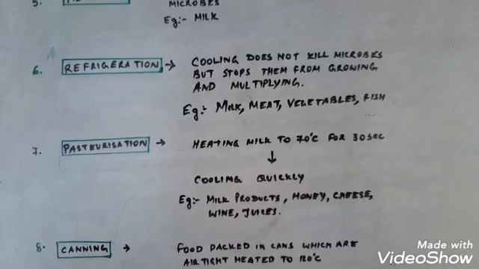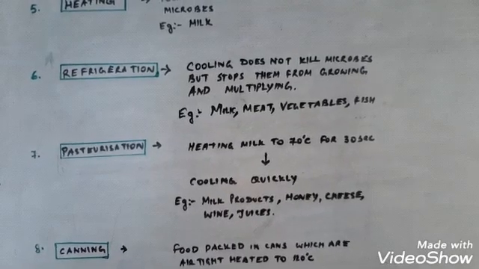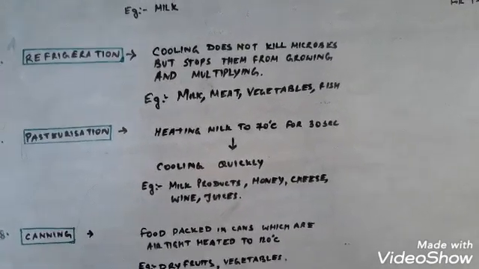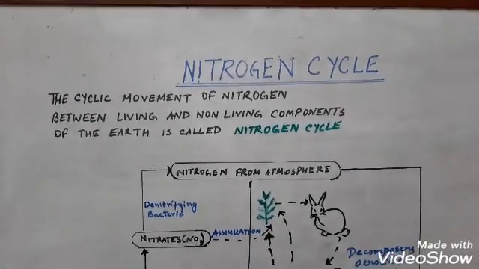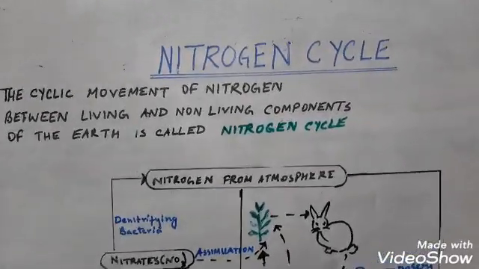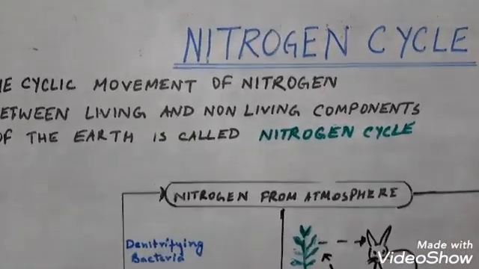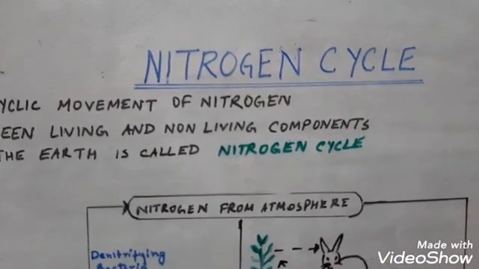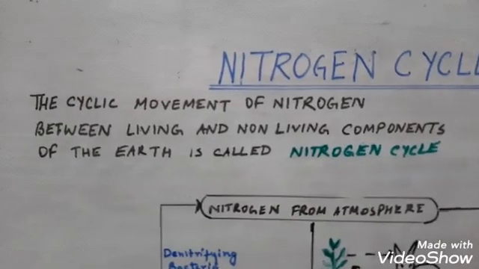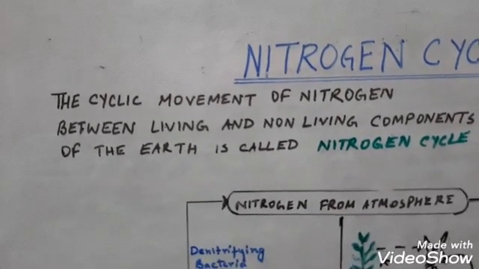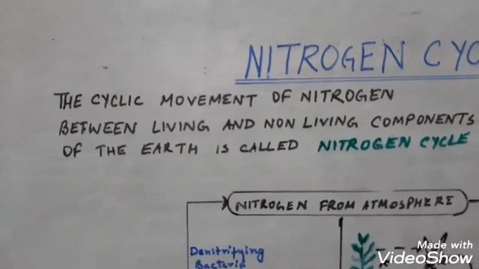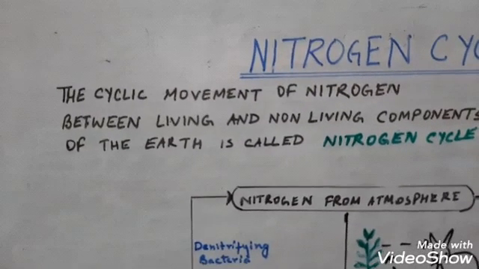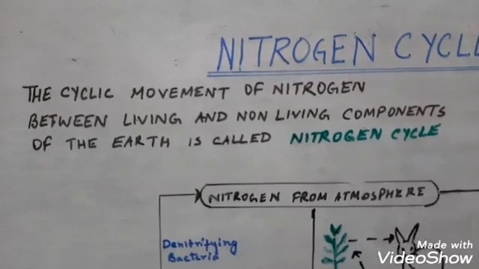So these are all the topics of food preservation techniques. The last part of this video is about nitrogen fixation. So watch it and try to understand. My dear children of class 8, the last topic of the chapter Microorganism Friend and Foe is about the nitrogen cycle. Now what is the nitrogen cycle? Let me define it. The cyclic movement of nitrogen element between the living and the non-living components of the earth is called the nitrogen cycle.